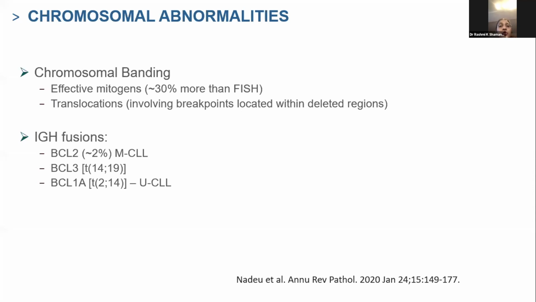Now, the IGH fusions that I mentioned can also be picked up by conventional karyotype if we don't target them by FISH. The most frequent is fusion to BCL2, which is often seen in the mutated CLL, and with BCL3 and BCL11A, which are seen in the unmutated CLL cases. Next slide.